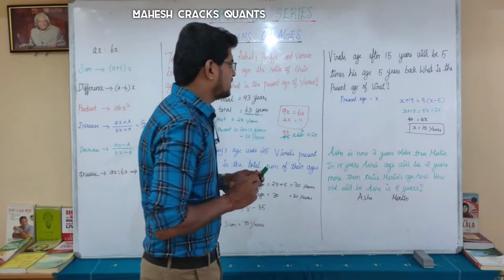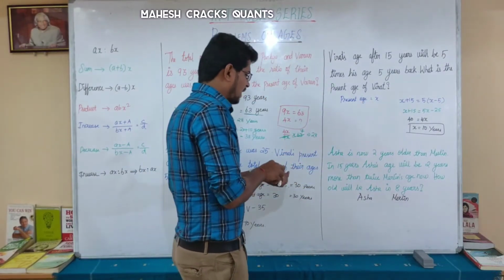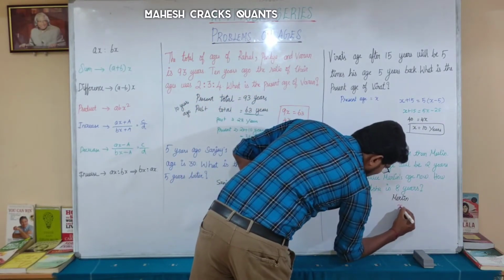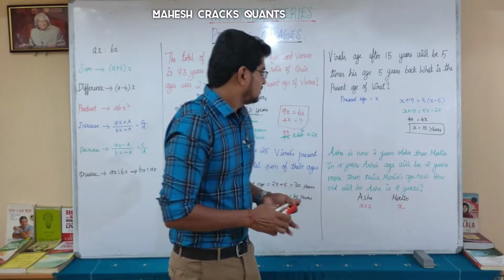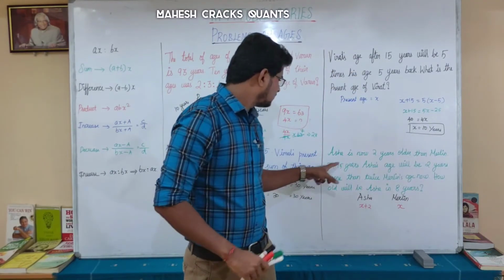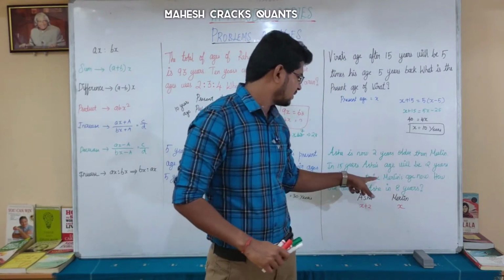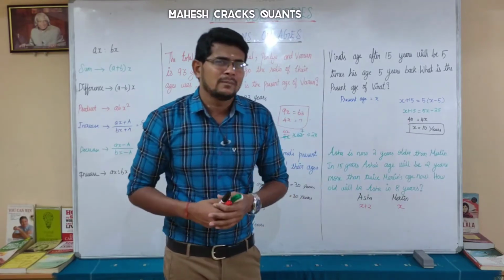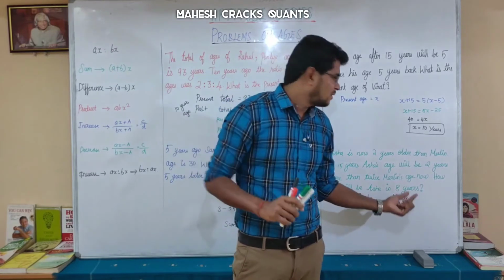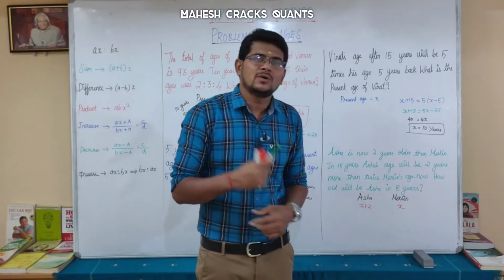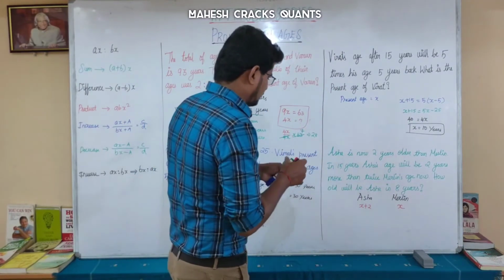So, Asha's age is 2 years more than Merlin's age. So I consider Merlin's age as x and Asha's age as x plus 2. Am I right? Done. Next, first step over. In 15 years, Asha's age will be 2 years more than twice Merlin's age now. What is Merlin's age now? x. Twice Merlin's age means 2x. 2 years more than means you have to add 2 to it, so you have to equate it.